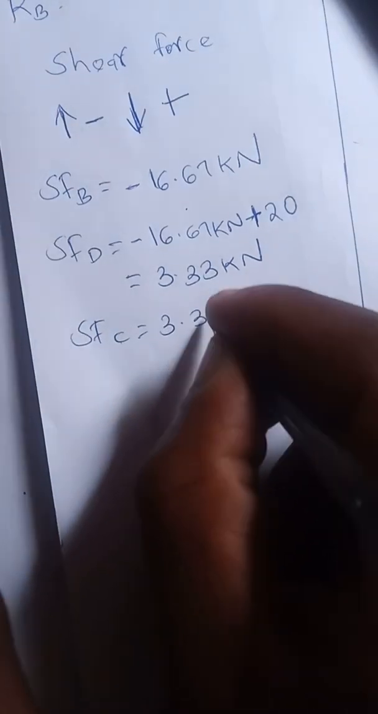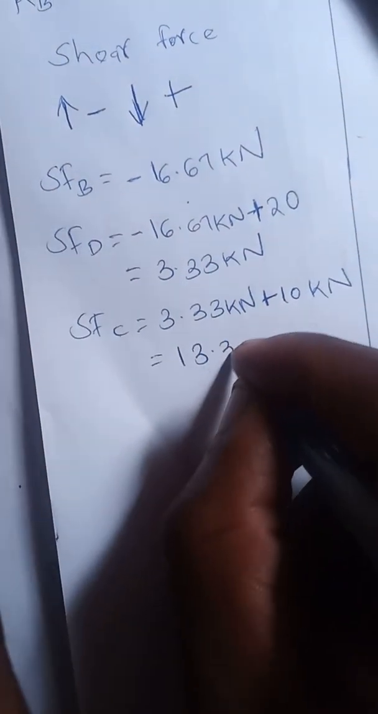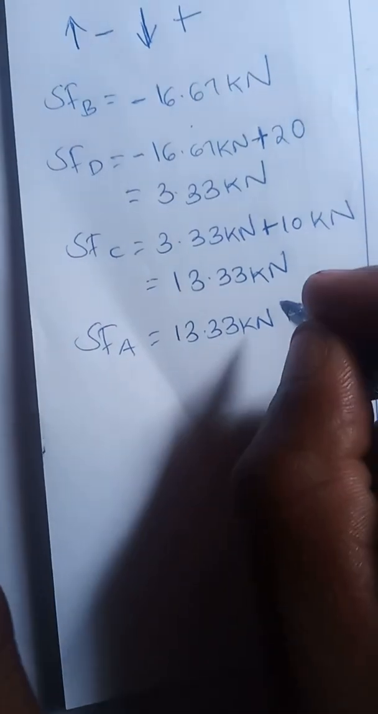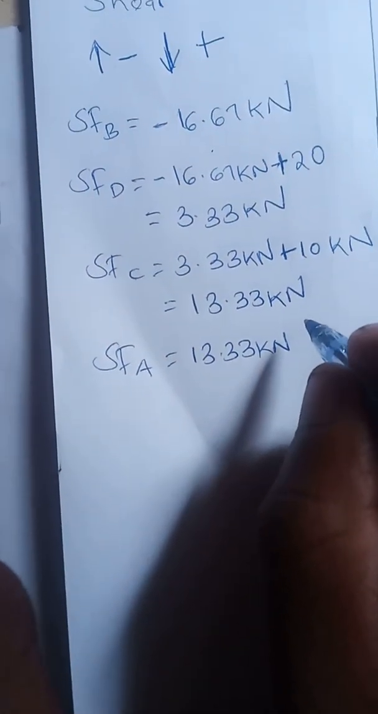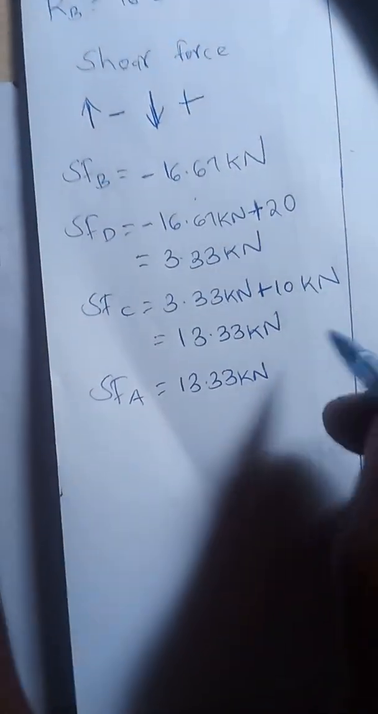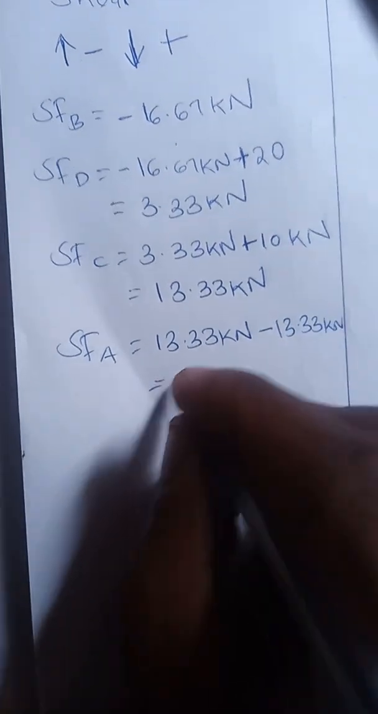Now shear force at C will be equal to 3.33 kilonewton plus the point load of 10 kilonewton, which should be equal to 13.33 kilonewton. Then shear force at A is equal to 13.33 kilonewton plus the reaction at A. But at A it is an upward force, so it is negative. So it will be 13.33 minus 13.33 kilonewton, which is equal to 0 kilonewton.